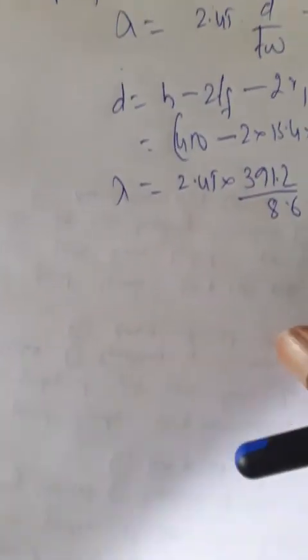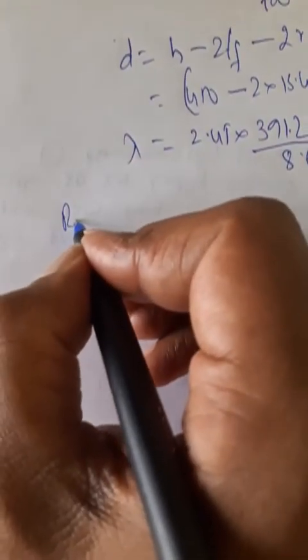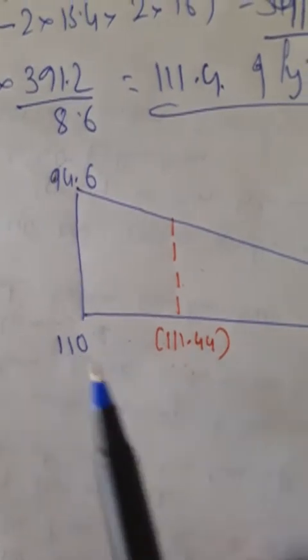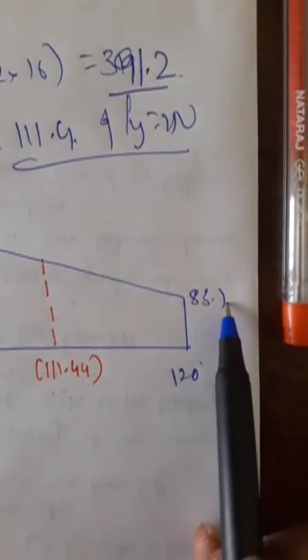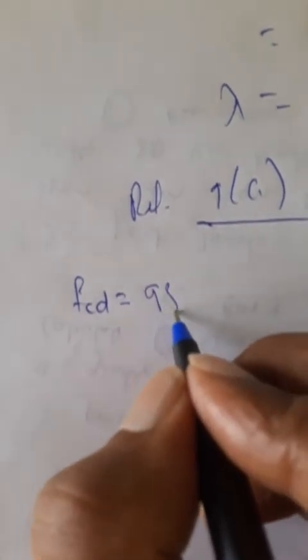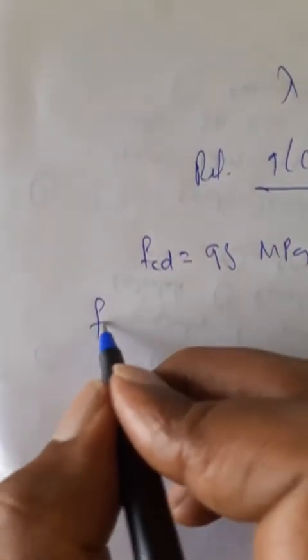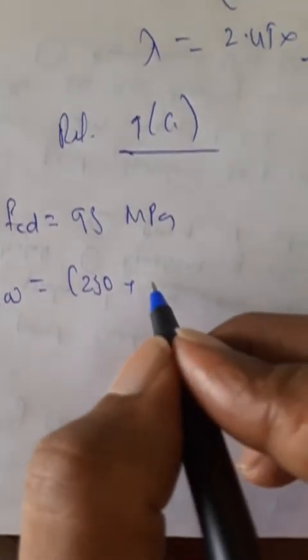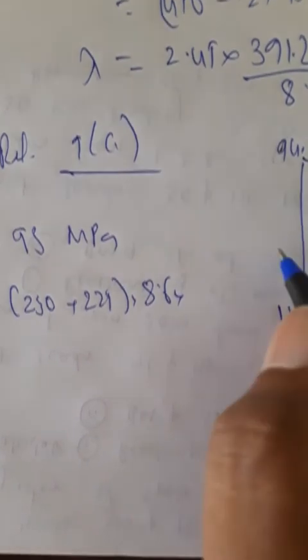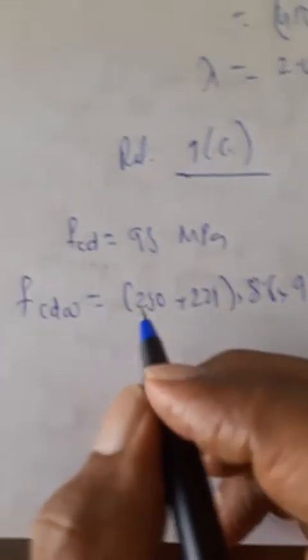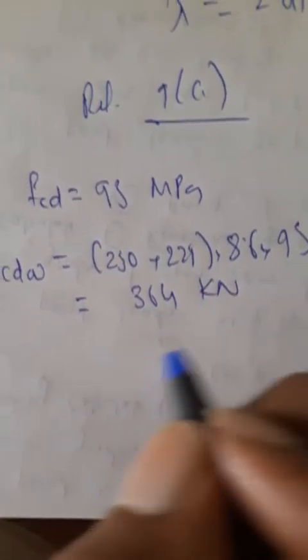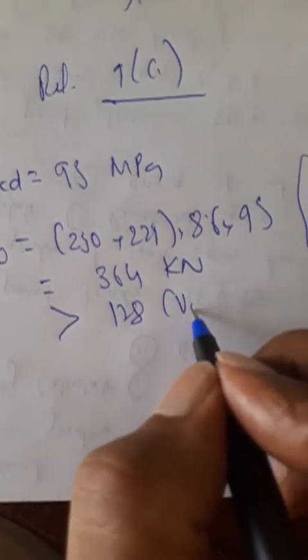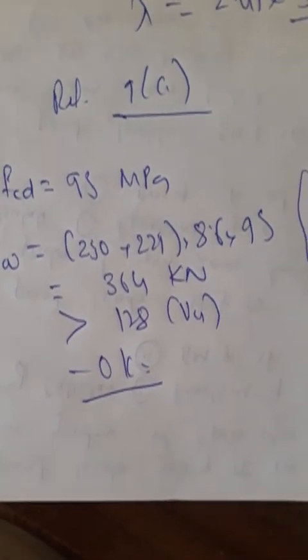Now refer table 9C. From table 9C, I have the values for 110 and 120, 94.6 and 83.7. I have to interpolate for 111.44. So for interpolation, I get the value FCD is equal to 93 MPa. Now get the value of FCDW, web buckling capacity. So 230 plus 225 into TW 8.6 into FCD. FCD is 93. So I get the value 364 kilonewtons, which is greater than 128, that is VU. Hence, safe in web buckling. This completes the problem. Thank you.